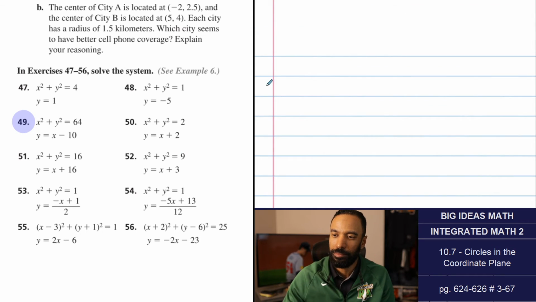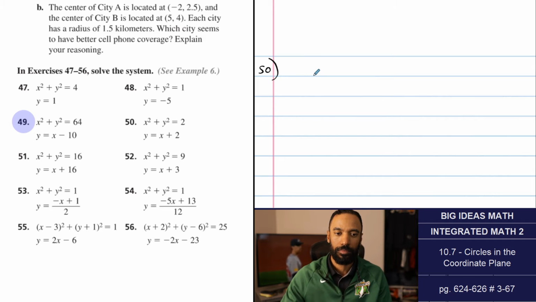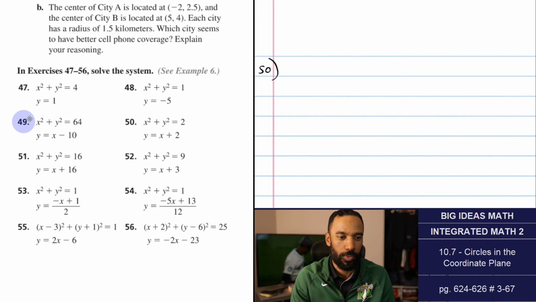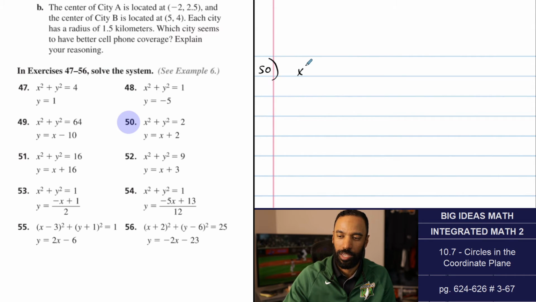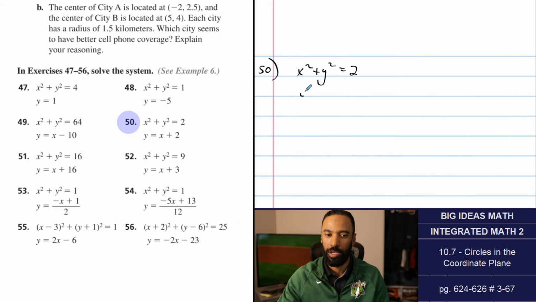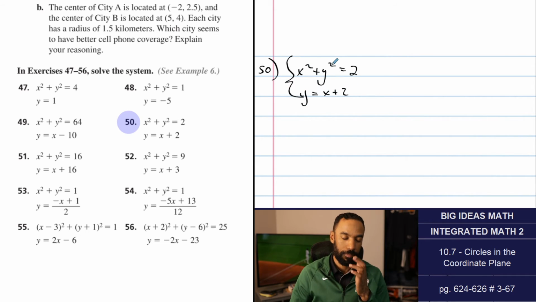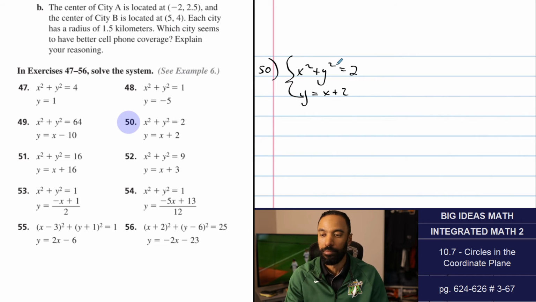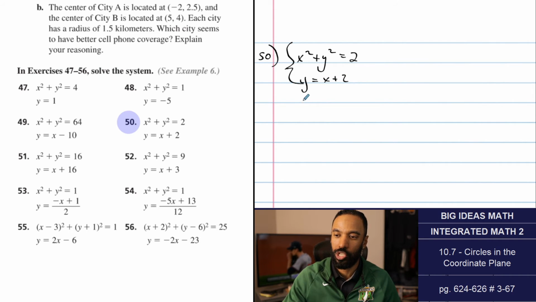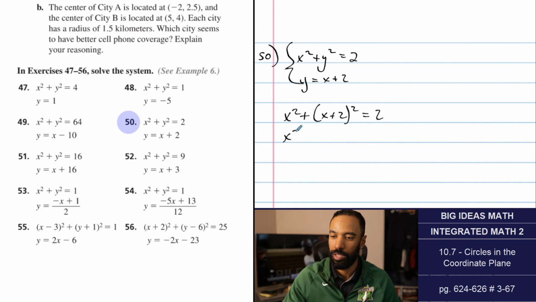Number 50. We have x squared plus y squared equals 2. Not a classic radius case. Maybe more rational things to come. y equals x plus 2. I have no idea, because it's a system. So let's substitute x plus 2 in for y. We get x squared plus x plus 2 quantity squared equals 2.